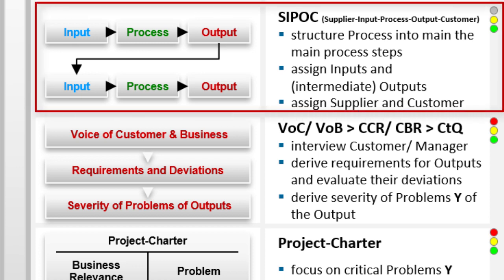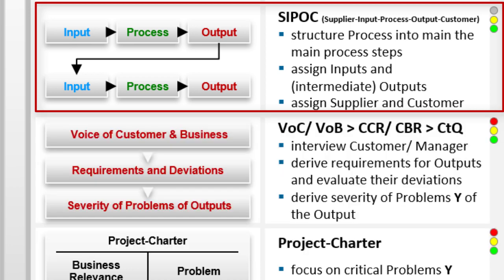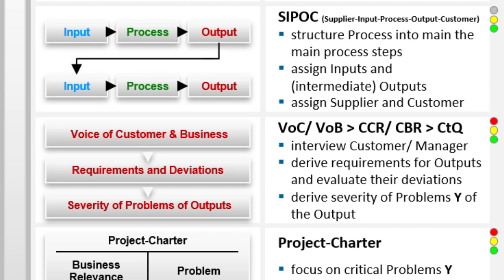Now the project can start with the SIPOC. This tool draws the borders of the process field with the first relevant input, which might already cause the problem, and the last relevant output, which has the problem. The process flow between the first input and the last output is structured into the main process steps. Each of these process steps leads to an intermediate output. All these intermediate outputs might also be associated with preliminary problems. Thus, it is necessary to identify the customer of all these outputs who are affected by their problems.